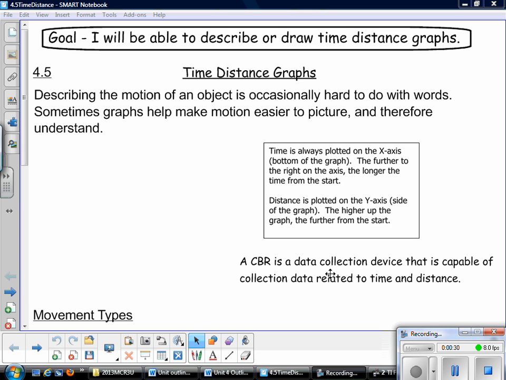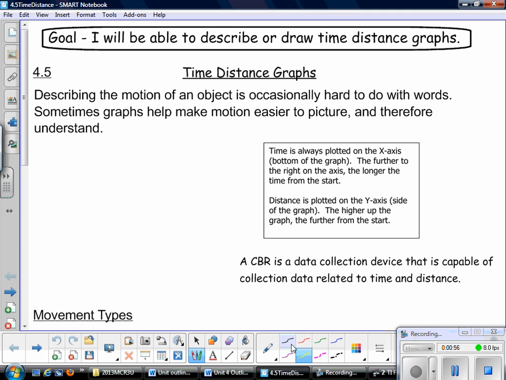So first of all, describing the motion of an object is occasionally hard to do with words. Sometimes graphs help make motion easier to picture and therefore understand. So we're making time distance graphs. Here it says time is always plotted on the x-axis, in other words the bottom. The further to the right of the axis, the longer the time from the start.